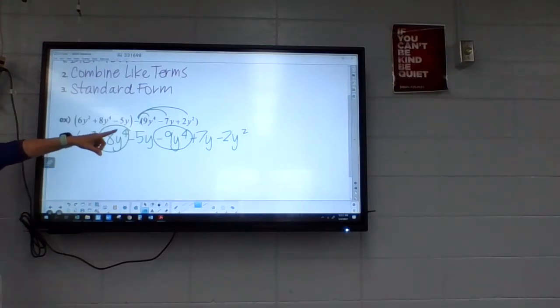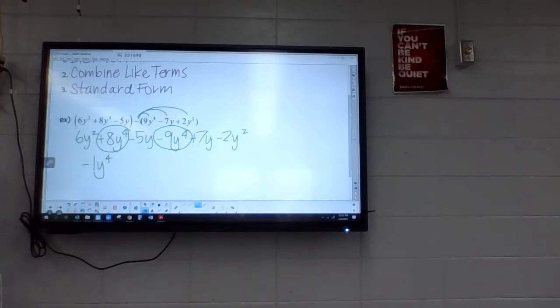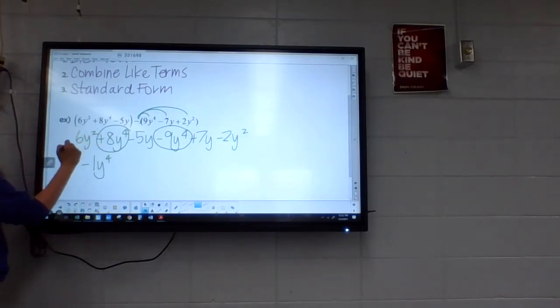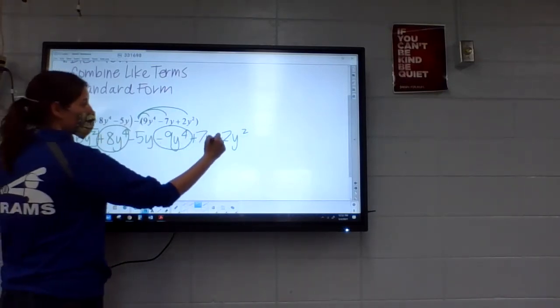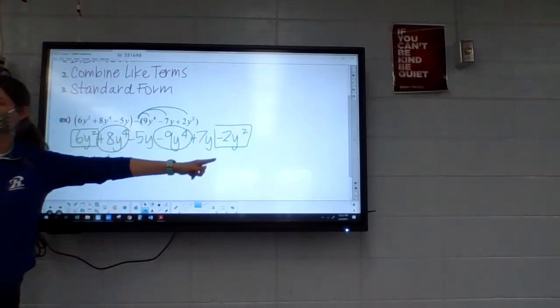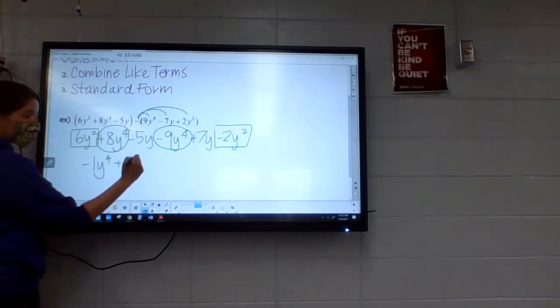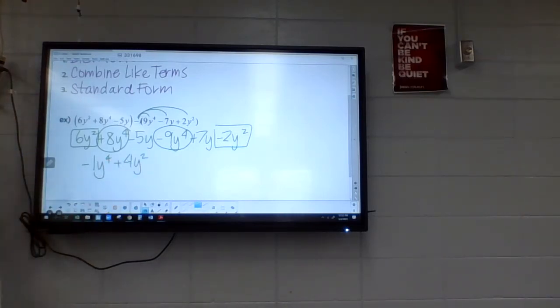So I have a positive 8 and negative 9. It means negative 1, or just negative y. And then again, remember the variable just comes along the way it is. Now I'm going to look at those y squareds. Plus 4y. So it's a positive 6 and negative 2. So I'm going to write positive 4y so that I have that y to the 2nd because I have that sign to keep that term separate.